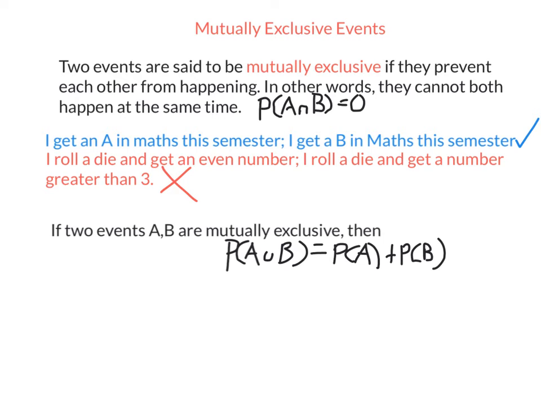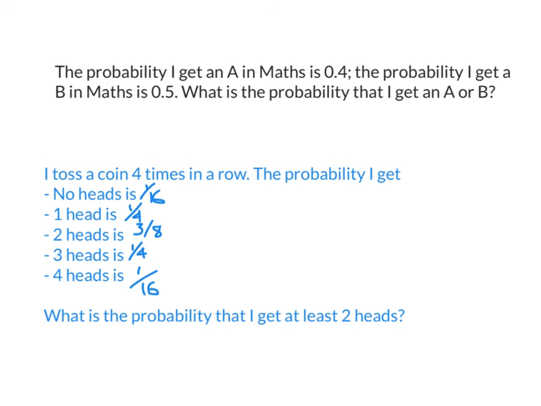So why are we talking about this? Well, mutually exclusive events make probability a little easier. If two events are mutually exclusive, the probability that either of them happens, to find that out, you just add together the respective probabilities. So let's look at some examples. So for example, the probability I get an A in maths is 0.4. The probability I get a B is 0.5. What's the probability of an A or a B? So we already established in the previous slide that this event and this event are mutually exclusive. So the probability either of them happens, you just add together their two probabilities, and there you have it. 0.9 is the probability I get an A or a B. So let's look at a harder question.